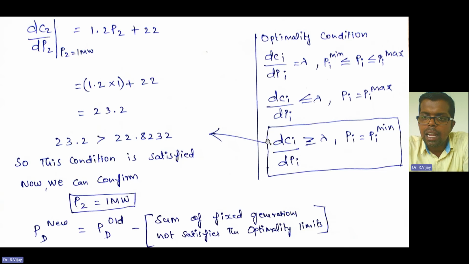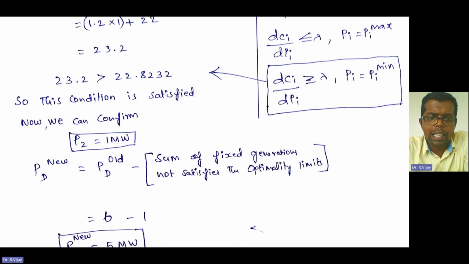This condition is greater than or equal to, but here it is greater than. So this condition is met. Now only we are confirming P2 as 1 megawatt. Previously we just assumed P2 as 1 megawatt, but now that this condition is satisfied, we are confirming P2 as 1 megawatt. Next, what is the next step?